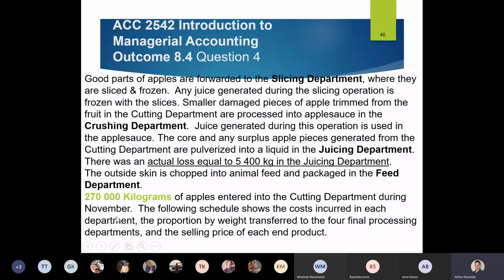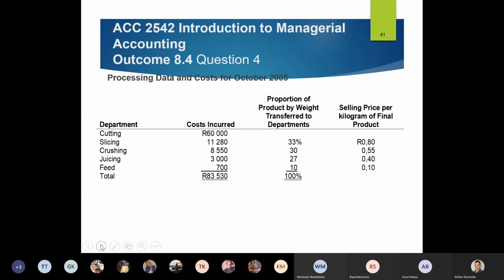In total, 270,000 kilograms of apple entered into the cutting department. That's your input during the month of November. And then we're given a schedule that says department cutting, the cost incurred is 60,000 Rand. Then you've got slicing, crushing, juicing, feed.